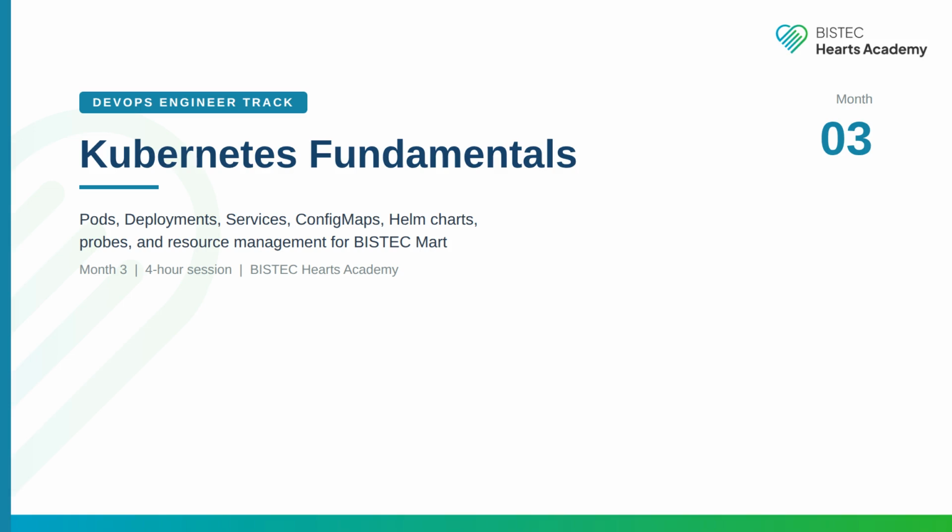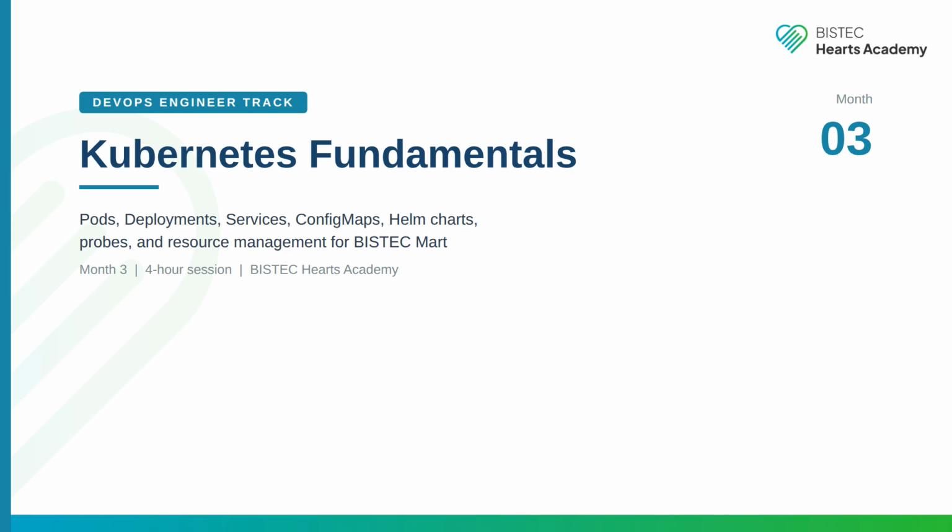Welcome to month 3 of the DevOps Engineer track. Last month, you hardened your Docker images: multi-stage builds, non-root users, Trivy vulnerability gates, signed images in Harbor. You know how to build and secure a container. Today, you learn how to deploy it properly at scale. This session is where containers meet production.